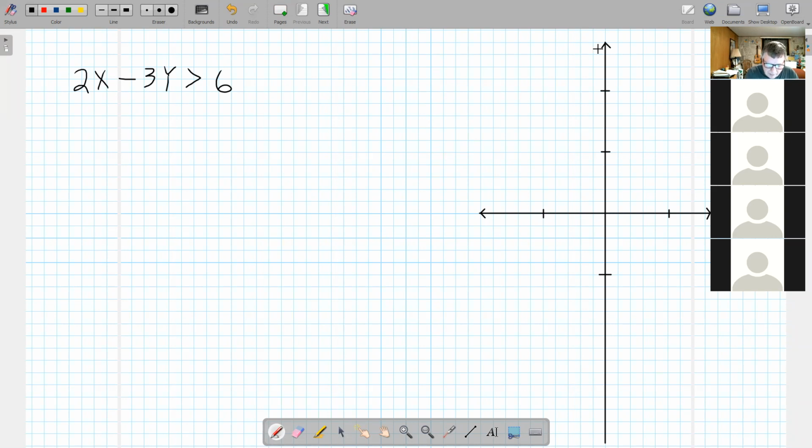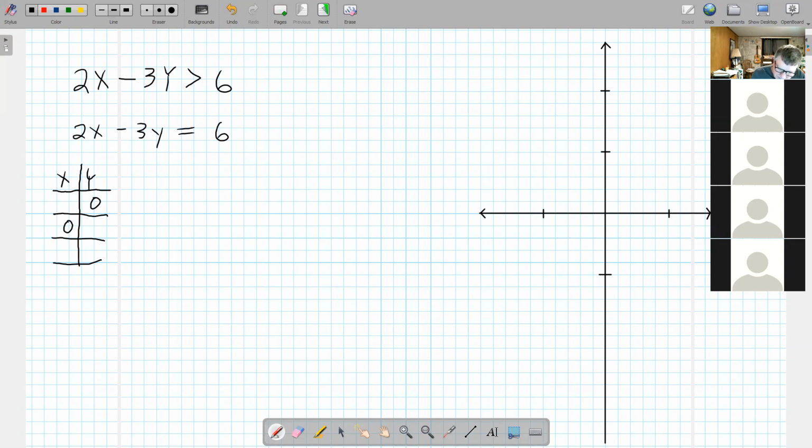Now, this is not an equation, but what I'm going to do is look at the related equation, which would be 2x minus 3y equals 6. So I'm going to change that inequality into an equal sign for the purposes of establishing where that line would be. Okay, now I'm going to make a table. We'll find 3 points this time. Let's use the x and y intercepts, see what that gets, and then we'll choose a different value of x.